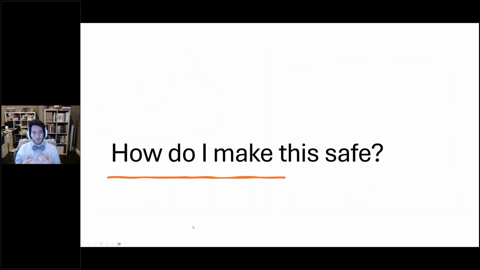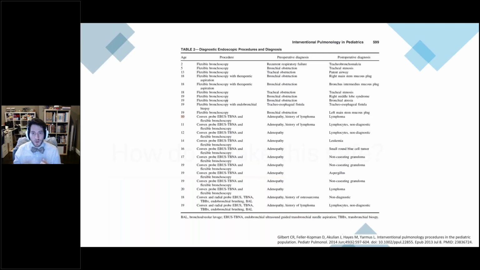So the first question from our conceptual framework was, how do I make this safe? Like, I do mediastinal and hilar evaluations all the time in adults, but what do I need to know about the unknown limits of pediatric disease? So when we're trying to describe what's safe in children, what I think is a really useful first step is to ask the question of what's been done before, because while we are in rarefied air, we're not the first to potentially tread foot here.